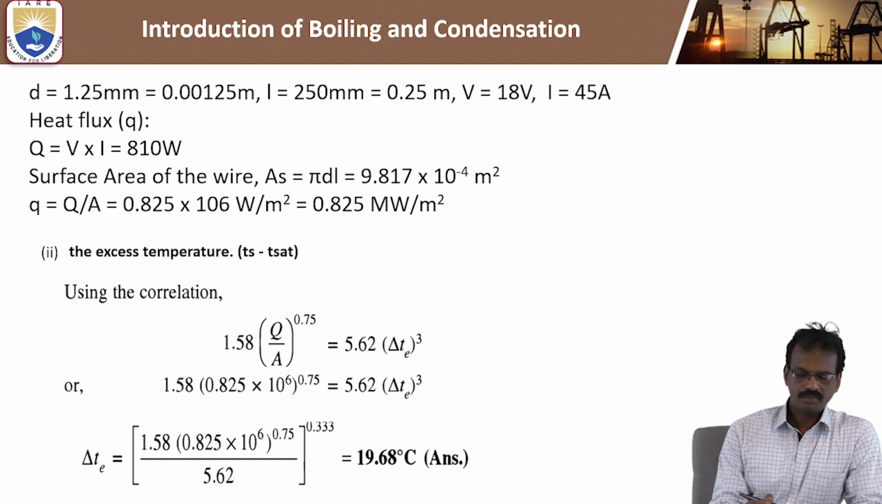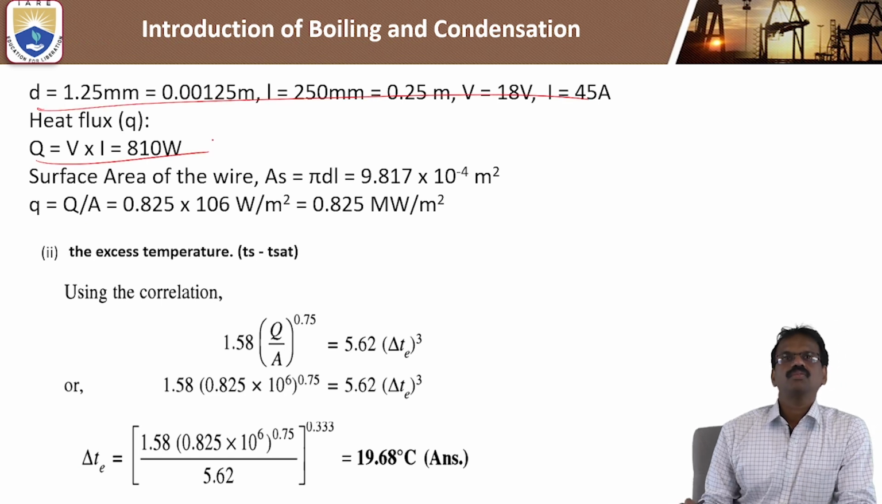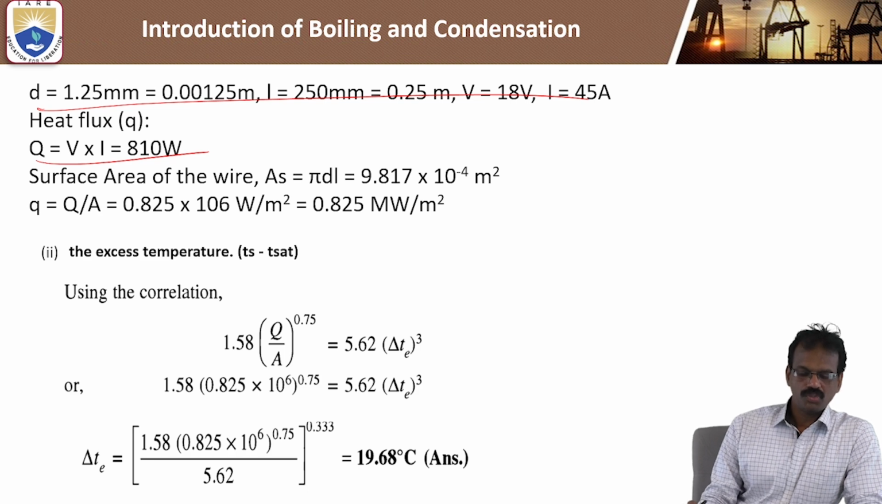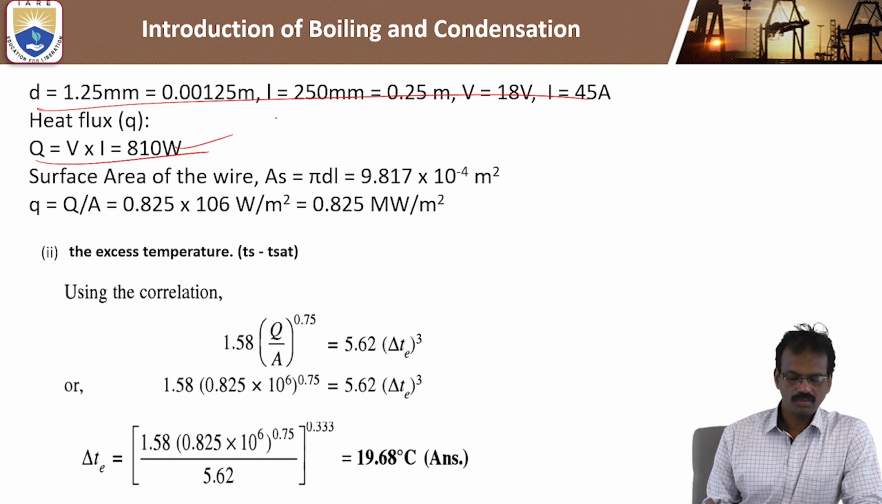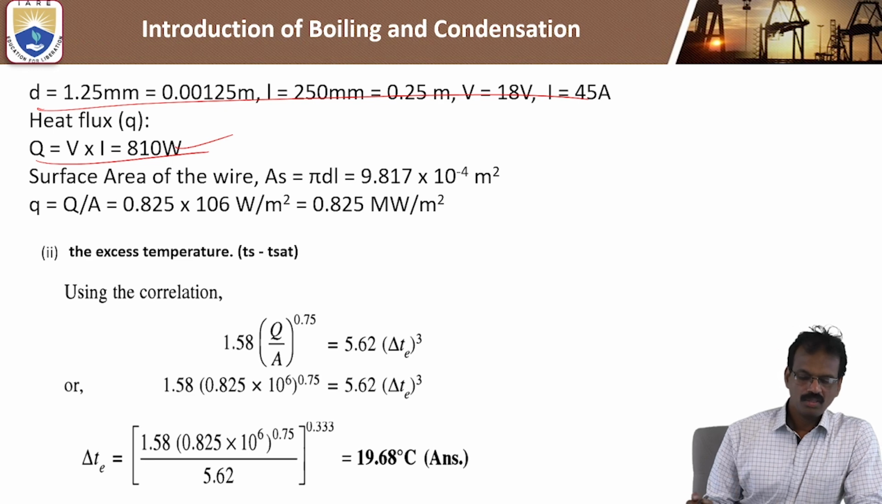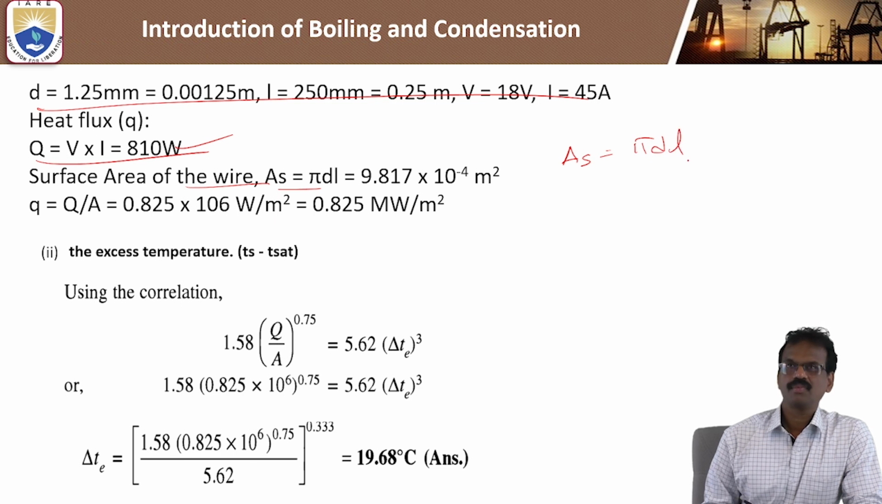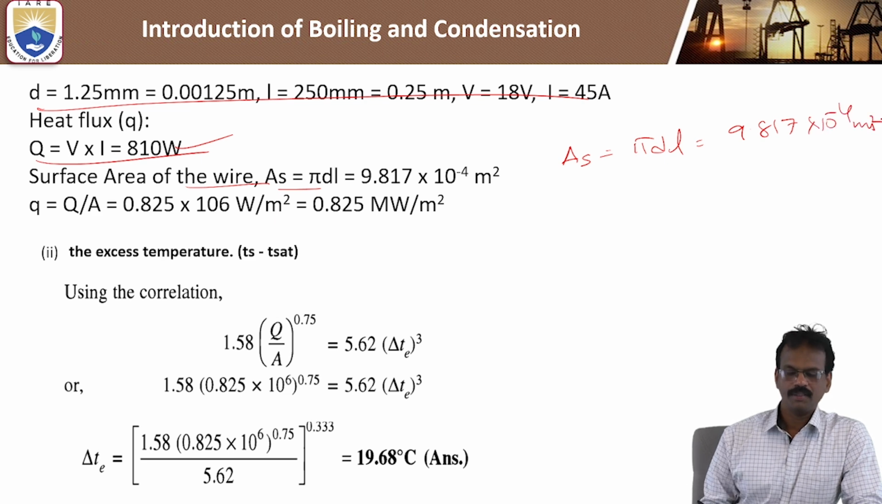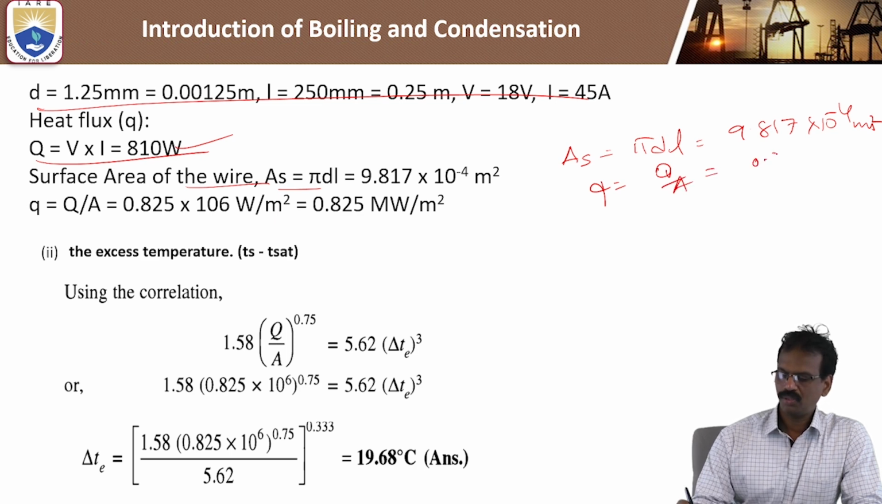So this is the given data. This is the finding of Q. So capital Q is equal to V into I, 810 watts. So surface area of the wire, A_s, is equal to pi d l. So pi d l is equal to, the value is 9.817 into 10 to the power minus 4 meter square area. Then small q by A, heat flux, is equal to 0.825 megawatts per meter square.